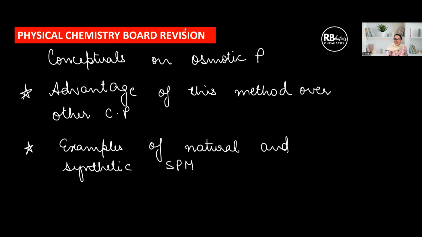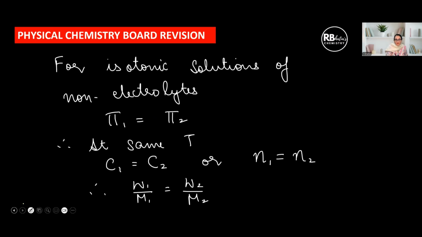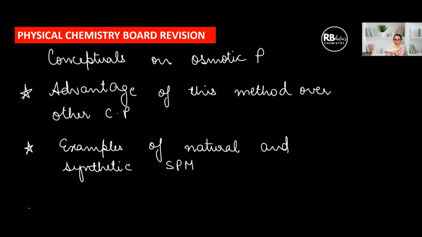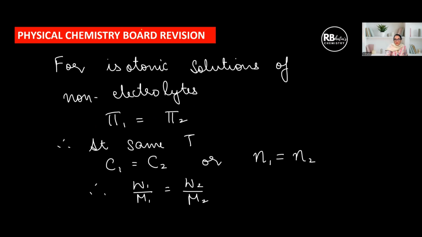Conceptuals on osmotic pressure. Advantage of this method over other colligative properties: it works at normal temperature, and proteins, biomolecules, etc. do not denature. Those points revise once again. What are the examples of natural and synthetic semi-permeable membranes? Go through that. And then which semi-permeable membrane we use in reverse osmosis, that also you must do. And for isotonic solutions, isotonic for non-electrolytes means pi 1 is equal to pi 2. So pi is equal to CRT at the same temperature for the same osmotic pressure.